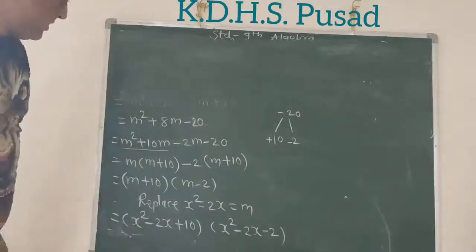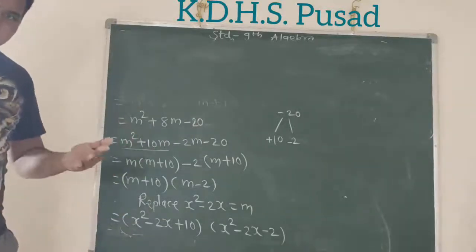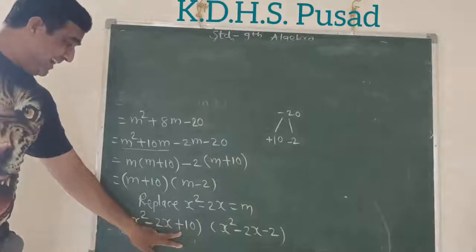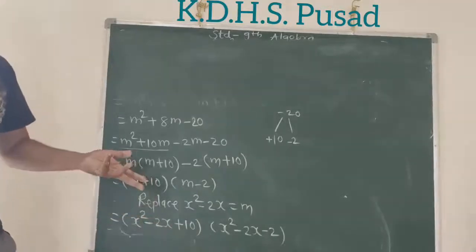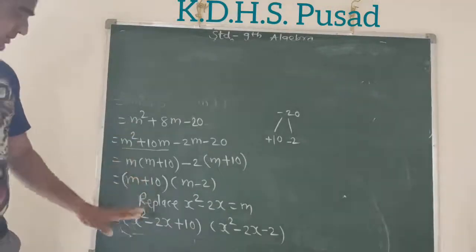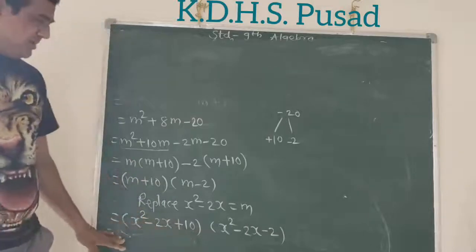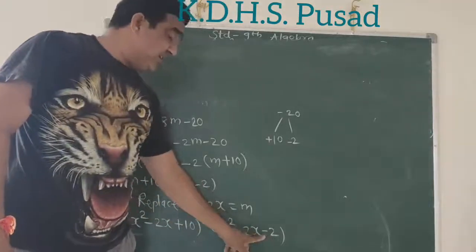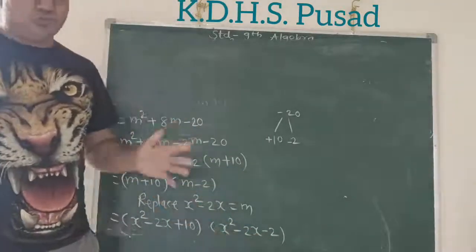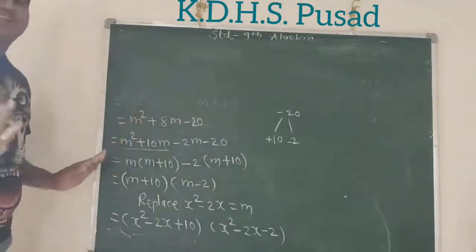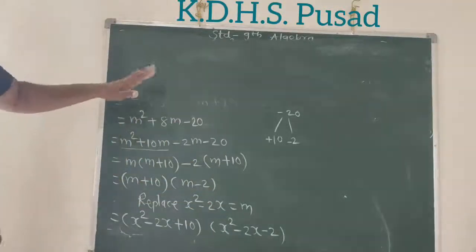Now here, can we have some numbers whose product is 10 and addition 2? No. Product 10 and addition 2 not possible, so we cannot factorize it. And here, product 2 and subtraction 2? No, not possible. That is your final answer. That's all. So here, your 3.6 is completed.